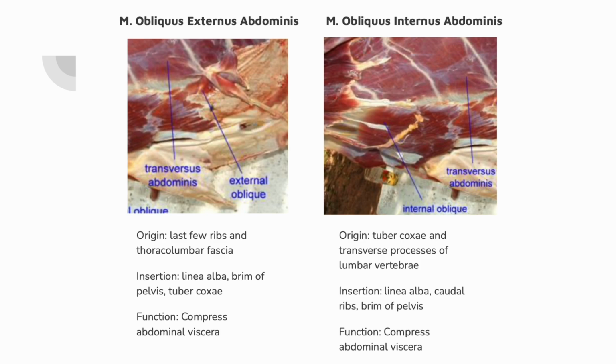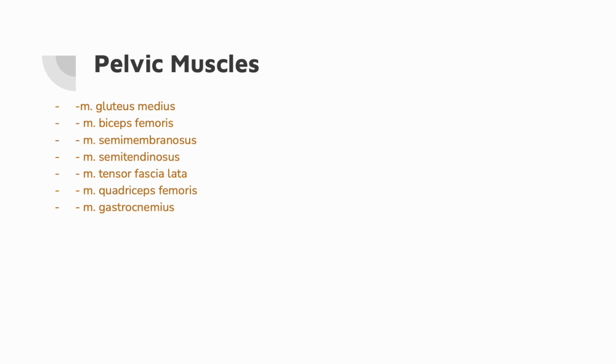And so the obliquus internus abdominis, the muscle fibers run obliquely ventral and cranial, and it originates in the tuber coxae and the transverse processes of the lumbar vertebrae. It's inserted in the linea alba, the caudal ribs, and the brim of the pelvis, and its function is to compress the abdominal viscera. So the next set of muscles are the pelvic muscles.